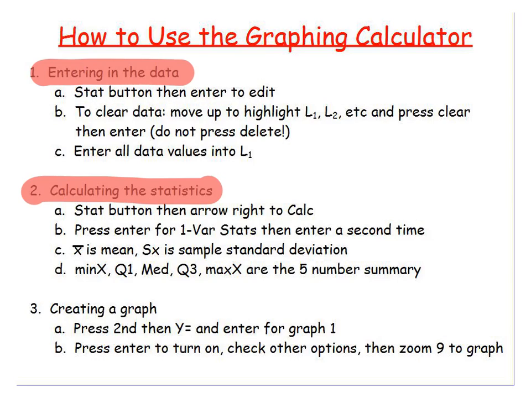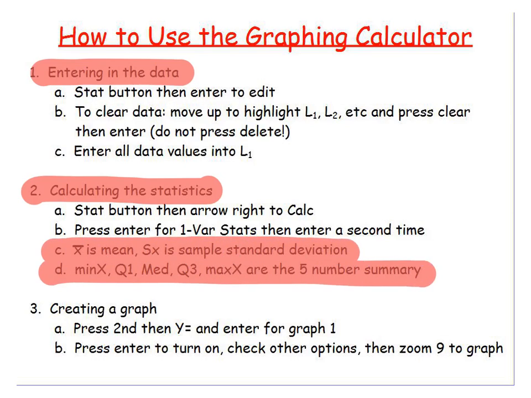When you're calculating the statistics, make sure you know your notations. These are your important items that you're going to be reporting. X bar is always your mean. Sx is your standard deviation. Min X, Q1, Med for median, Q3, and Max X are your 5-number summary. Now, instead of trying to explain this right here, on the next slide we're going to have an example that we're going to work through.